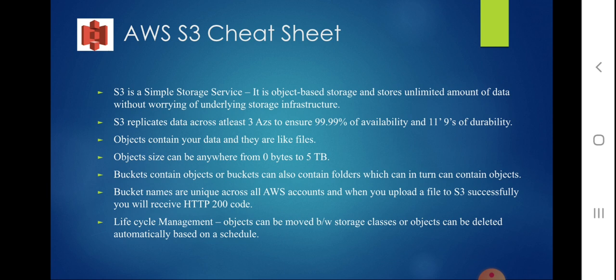When you upload your file to S3, it will give you an HTTP 200 code, the successful code. This is useful when you're uploading from your application and you integrate your application with S3. You can get the response code from S3, and if it is a 200, that means a successful upload.